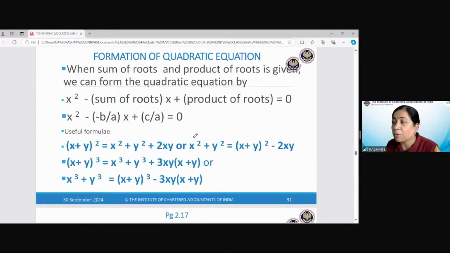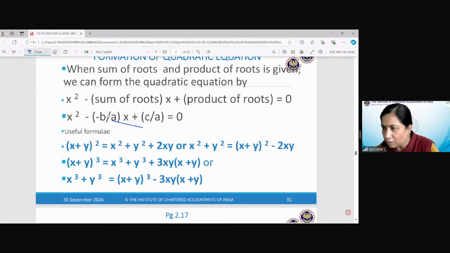Then a very important thing is formation of quadratic equation. So the roots are already given to you and then you have to form the quadratic equation. अभी तक आपको इक्वेशन दिया था, आपको रूट्स निकालना था और उस रूट्स का एप्लीकेशन था. ठीक है. अब आपके पास रूट्स दिए हुए हैं, उससे आपको क्वाड्रेटिक इक्वेशन बनाना है. So how do I form the quadratic equation?